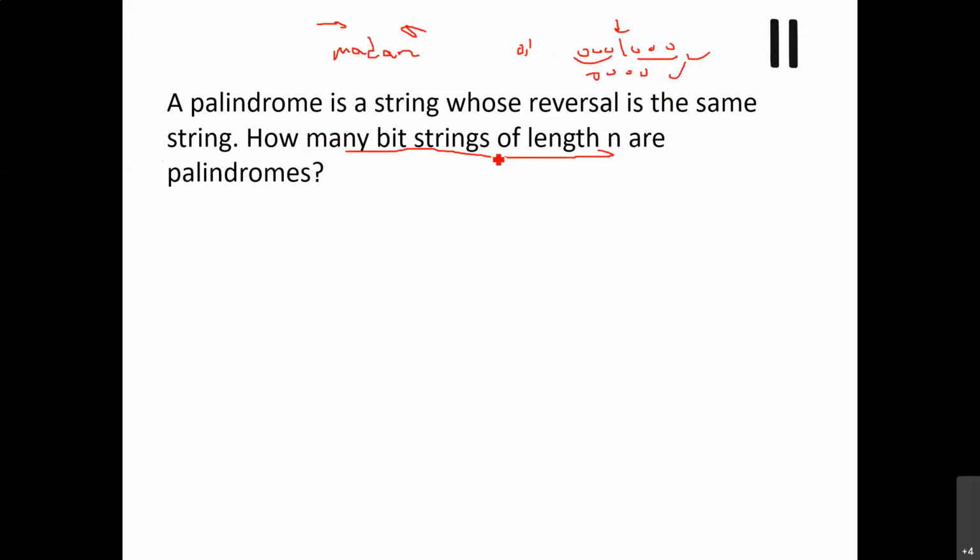But how many bit strings of length n are palindromes? Try to think of whether it makes a difference if n is even or if n is odd. Think about that.